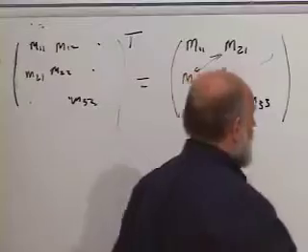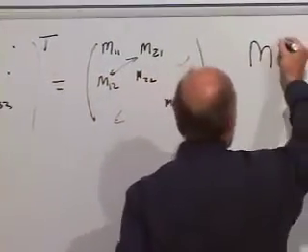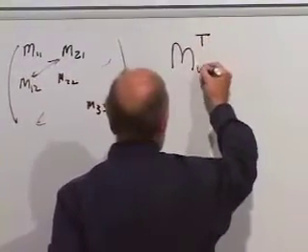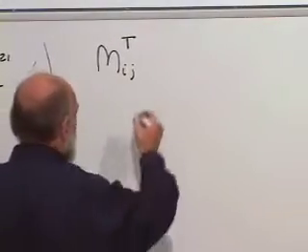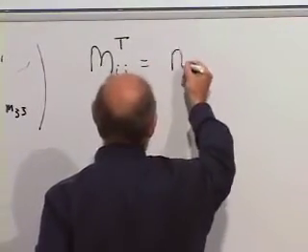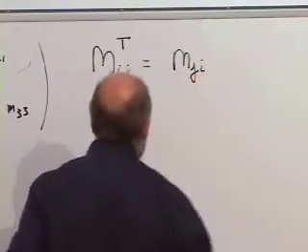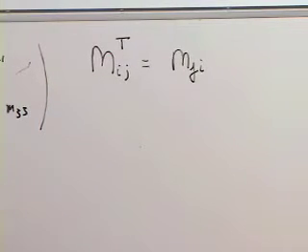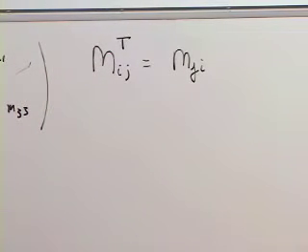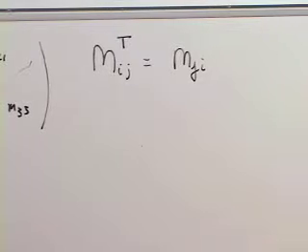We can write that in the form, the transpose matrix, we can call it ij, the ijth element of it, is just the jith element of the original matrix. Interchange of i and j, of rows and columns, is called transpose.